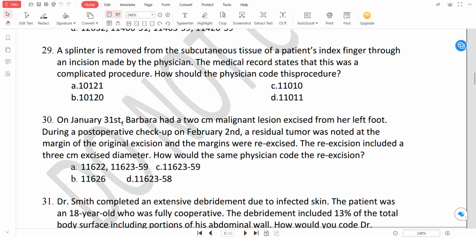30. On January 31st, Barbara had a 2 cm malignant lesion excised from her left foot. During a post-operative checkup on February 2nd, residual tumor was noted in the margin of the original excision and the margin were re-excised. The re-excision included 3 cm excised diameter. How would the same physician code the re-excision?